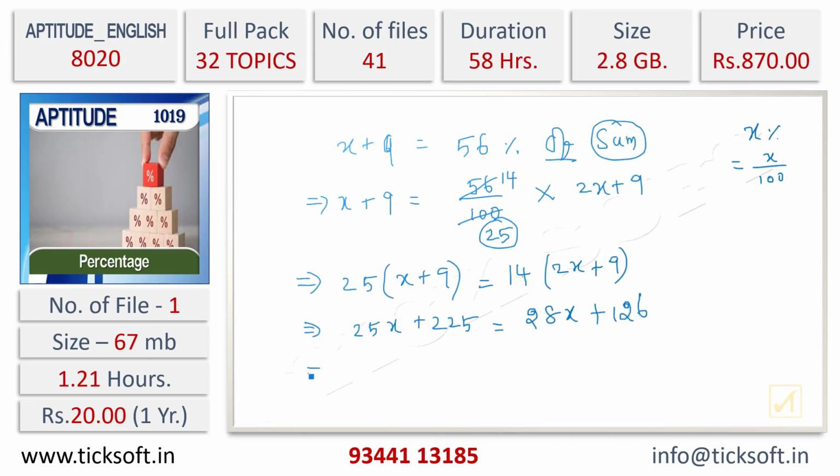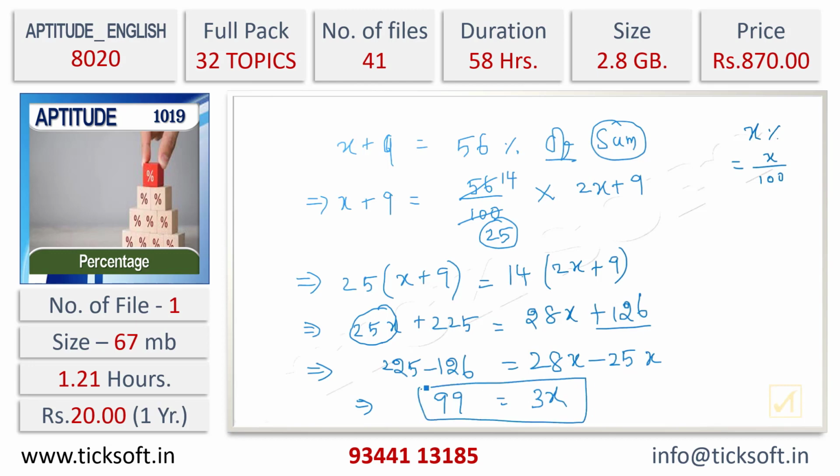Now we are going to group the like terms. That is, we are going to bring this 25x to the opposite side. Here already we have 28x, and if we bring this plus 25x to the opposite side, it will become minus 25x. And similarly, on the left hand side we have 225, and if we bring this plus 126 to the opposite side, it will become minus 126. So 225 minus 126 will be equal to 99 and 28x minus 25x will be equal to 3x. Hence we get 3x equal to 99.